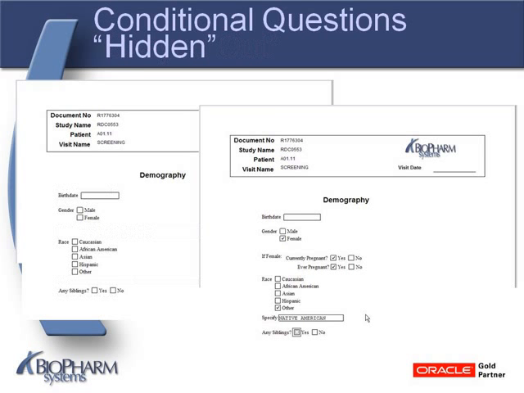Here's what it looks like with conditional questions being hidden. So when we move into the form for initial entry, we won't see those conditional questions. They will be hidden on the form. However, if we answer with the trigger answer, in this case female for gender, other for race, those hidden conditional questions will be revealed.